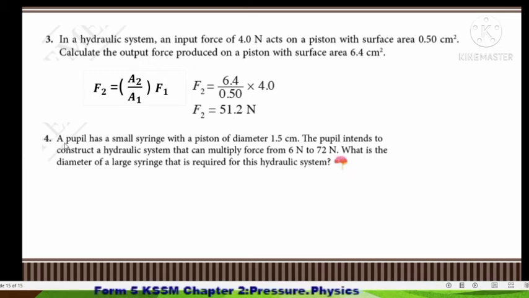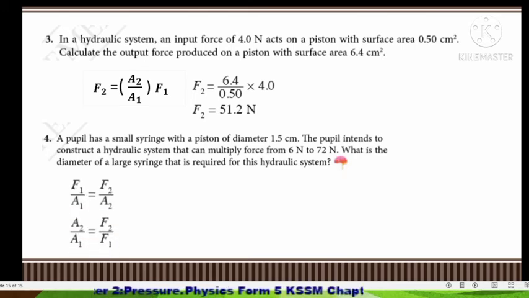Number 4, a pupil has a small syringe with piston of diameter 1.5 centimeter. The pupil intends to construct a hydraulic system that can multiply force from 6 Newton to 72 Newton. What is the diameter of a large syringe that is required for this hydraulic system? So actually, if you want to find the diameter of a large syringe, it relates to the area of the piston.